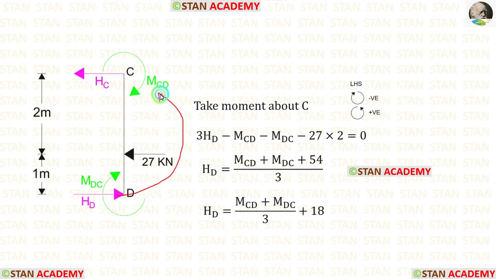HD is acting in the anti-clockwise direction, so it will be positive, and the distance is 3 meter, so 3 HD. The moments are acting in the clockwise direction, so both of them will be negative. The point load is acting in the clockwise direction, so it will be negative, and the distance is 2 meter, so 27 into 2. Finally, for HD, we will get these. Let us divide 54 by 3. When we do that, we will get 18.